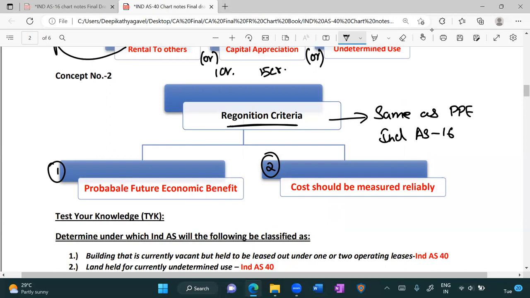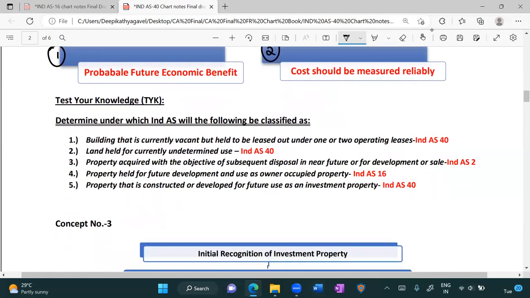Second, it says that the cost should be reliably measured. Of course, right? Because if I want to recognize it in my books, I need to pass an entry. And to pass an entry, I need some amount to be credited and some amount to be debited, right? So obviously, I need to be able to determine the cost of that particular property. So what are the two conditions for recognition? The first condition says that there should be a probable future economic benefit that should flow from that particular property. And the second condition says that the cost should be reasonably measurable.